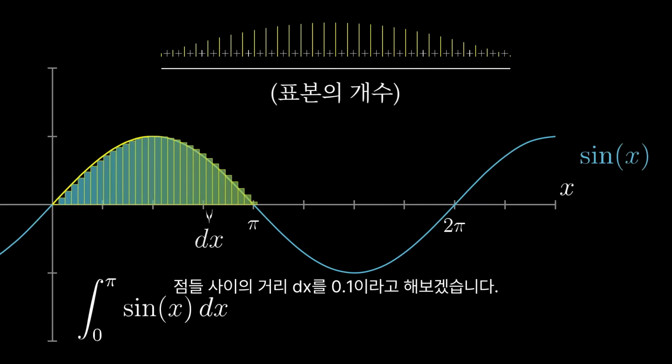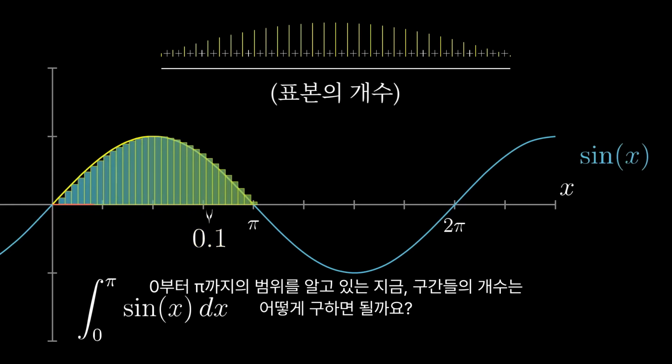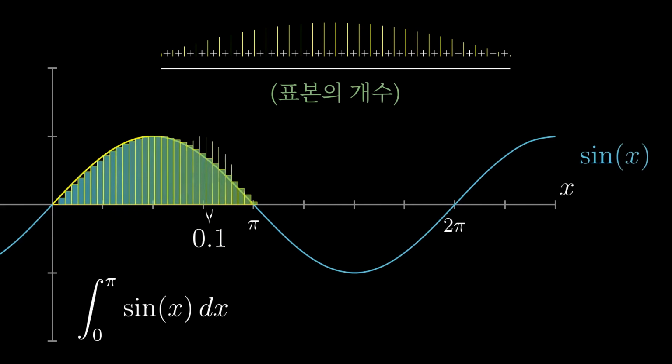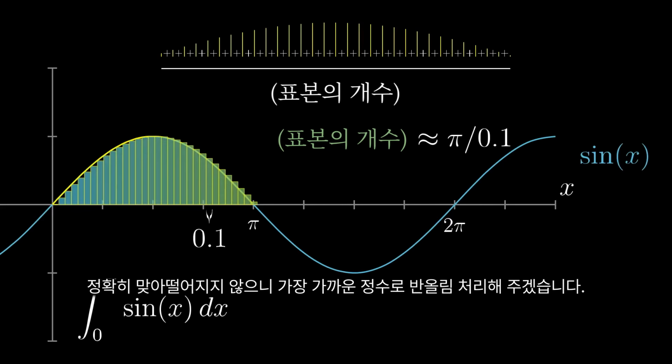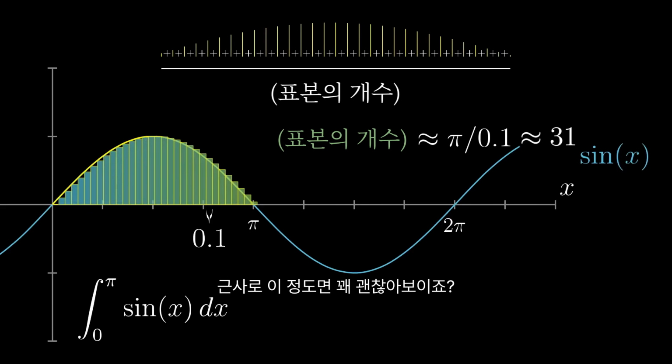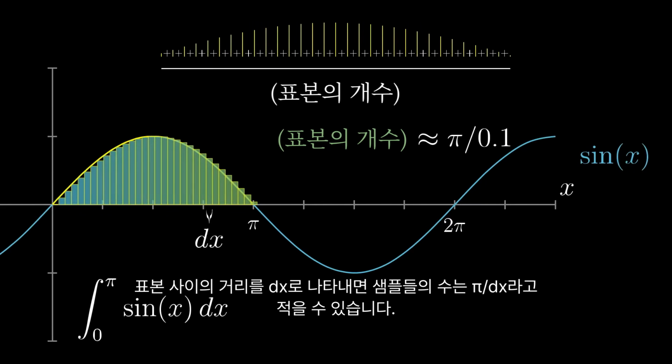And now, if I tell you that the spacing between these points is, say, 0.1, and you know that they range from 0 to pi, can you tell me how many there are? Well, you can take the length of that interval, pi, and divide it by the length of the space between each sample. If it doesn't go in perfectly evenly, you would have to round down to the nearest integer, but as an approximation, this is completely fine. So if we write that spacing between samples as dx, the number of samples is pi divided by dx.